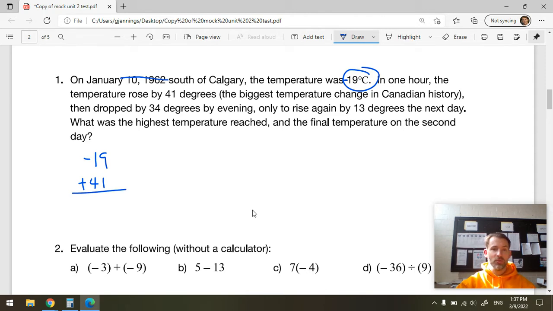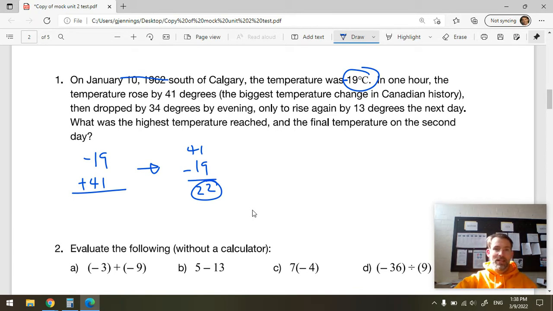Negative 19 plus 41 would be the same thing as writing 41 minus 19. Okay, and that's going to give us the final temperature. So 1 minus 9 can't do it. 11 minus 9 is 2. And then I have 3 minus 2 is 22. So it goes up to 22 degrees in an hour from minus 19. Like a very cold day to a nice warm day in the summer. This happens in Calgary. That's crazy temperature swings.